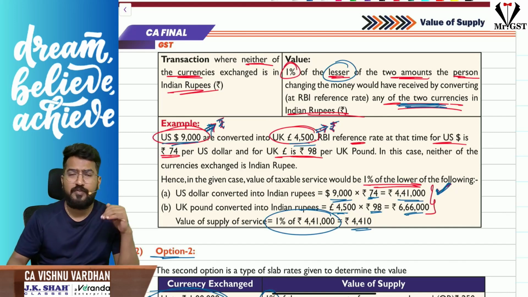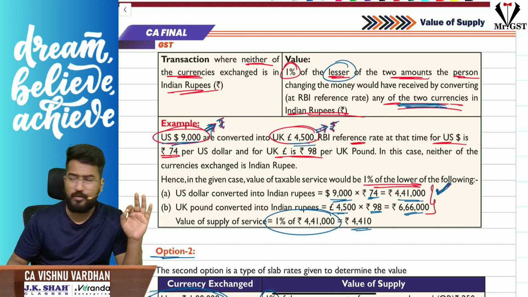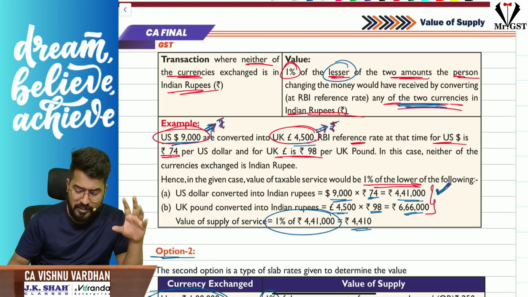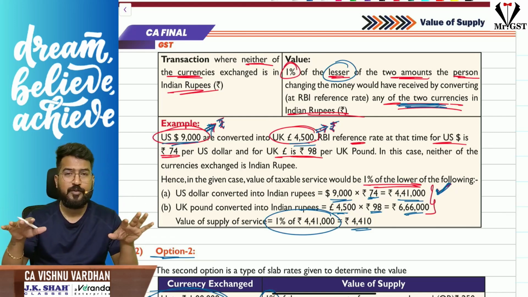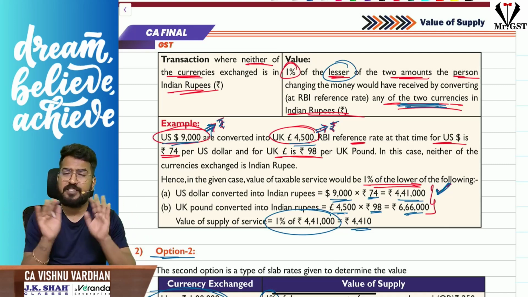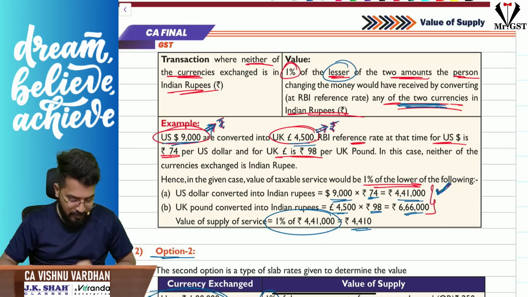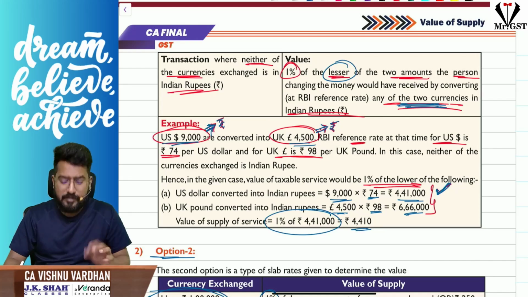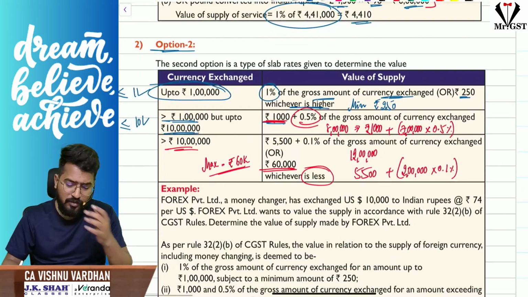So if neither of the currencies involved is Indian rupees, what should we do? We should convert both the currencies into Indian rupees using the RBI reference rate, and whichever is less, on that you charge 1%, and that will be the value of supply. This is the first option. As I told, there is a second option. Whichever you want to follow, you follow.